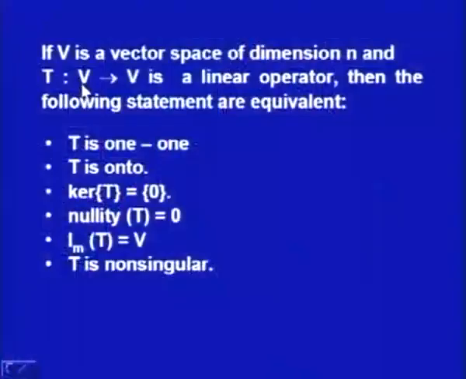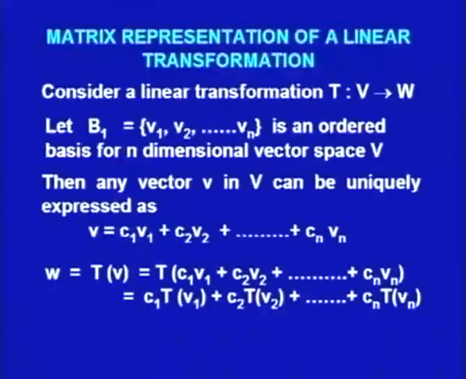We have a vector space V of dimension n, and we have an operator T from V to V, we call it a linear operator. Then the following statements are equivalent: T is 1-1, T is onto, kernel T is equal to theta, only the identity vector, nullity T is equal to 0 in this case, image T is equal to V, and T is non-singular. So this is what we have done for the linear transformation. In the next part of my lecture, I will be discussing matrix representation of a linear transformation.